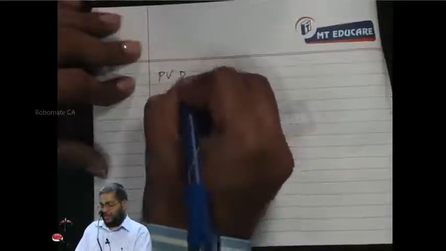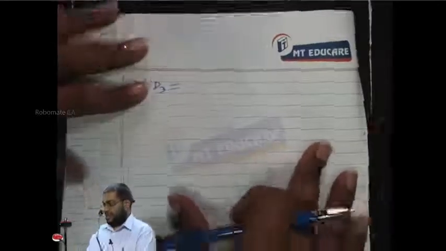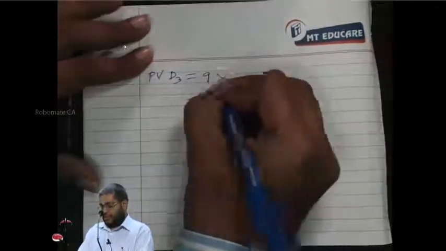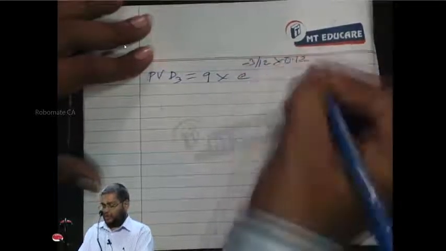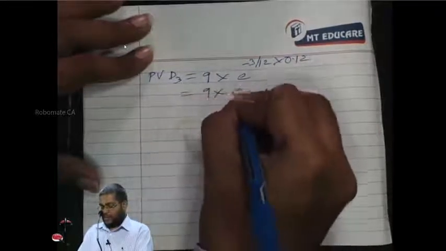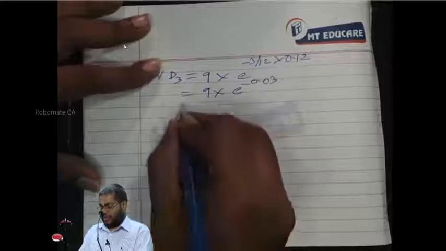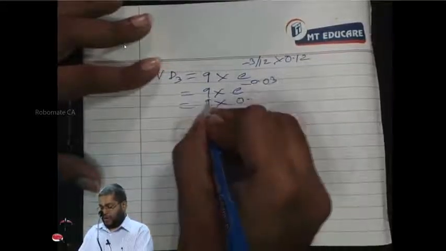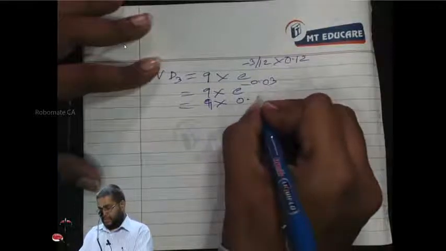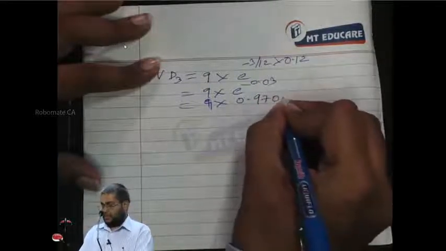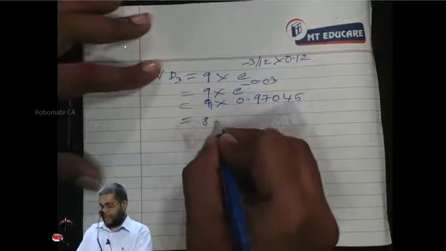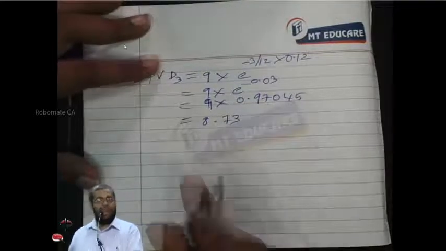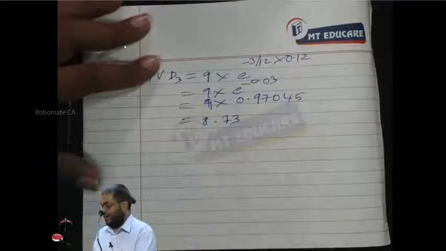Now, next, present value of dividend 3. What is the dividend 3 amount? 9 rupees into e power minus 3 by 12 into 0.12. 9 rupees into e power minus 0.03 is equal to 9 rupees into 0.97045, given in the workbook. Tell me the number. 8.73. You are dealing in 2 decimals now, don't show the third.